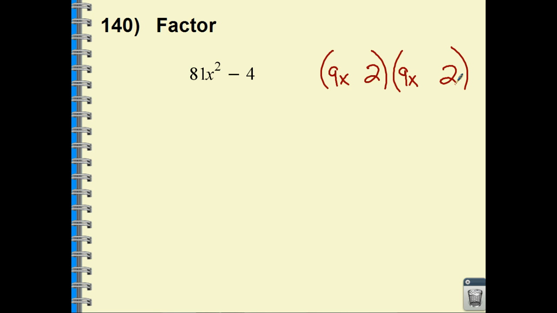There's my perfect squares. And then how am I going to eliminate that middle term? Because if I don't eliminate the middle term, I'm going to have a trinomial. But in my original problem, I have a binomial. So eliminating that middle term will have opposite signs. Final answer.